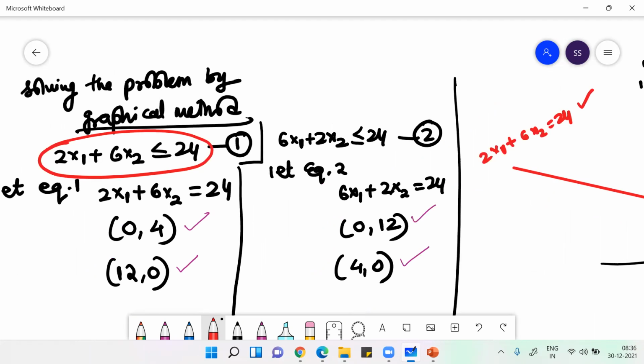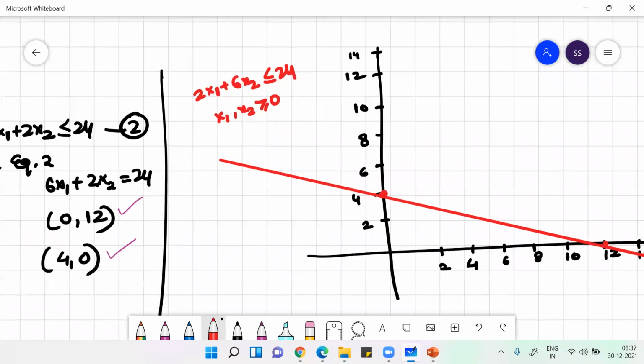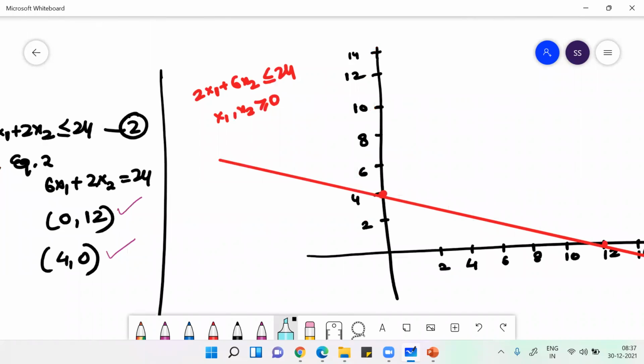I don't want 2x1 plus 6x2 equal to 24. Then why did I do this? Just to draw the line. Once the line is drawn, what am I looking for now? I'm looking for 2x1 plus 6x2 that should be less than or equal to 24, where x1 and x2 should be greater than or equal to 0. So if you understand the region, this will be the region.